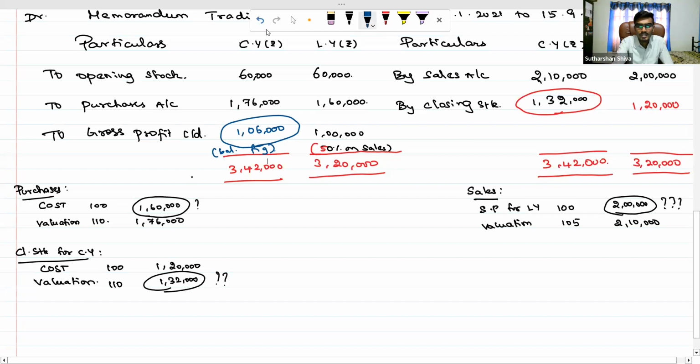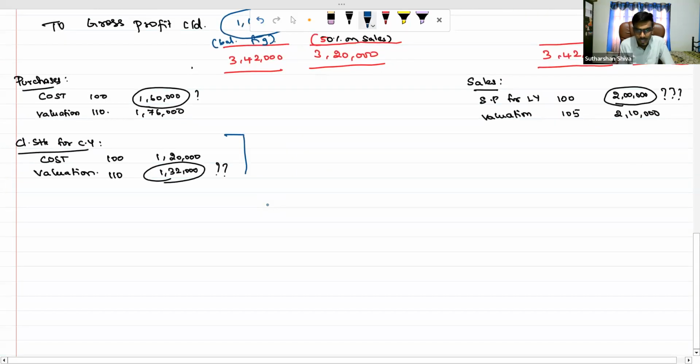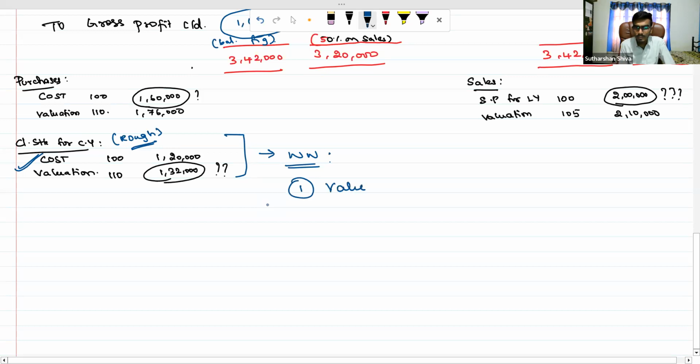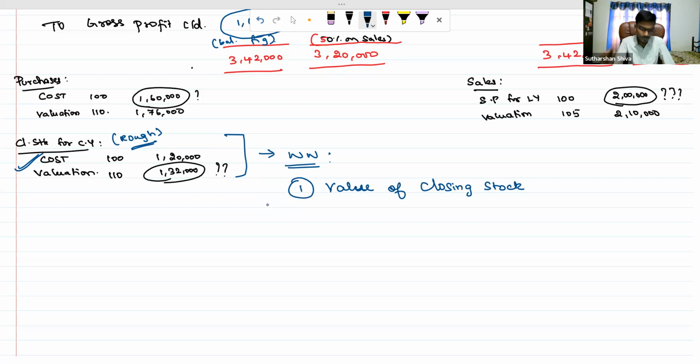Okay, this part alone you should show in the working note. This is a rough work I am doing for your explanation purpose. In the exam, this method is also acceptable. You can do this type of working note also. But if you want to do the working note in the regular way, you can do it. Valuation of closing stock or value of closing stock. In your examination, working notes also form part of your answers. They are also awarding marks for your working notes.